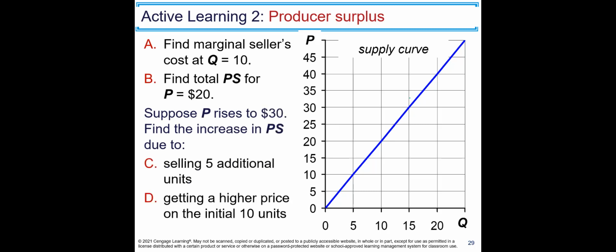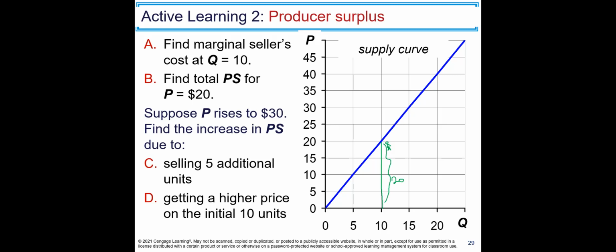Let's see this example. Find the marginal seller's cost at quantity 10. The height of the supply curve tells us the cost of the marginal seller. So there is one seller here and his cost is 20 because the height is 20.